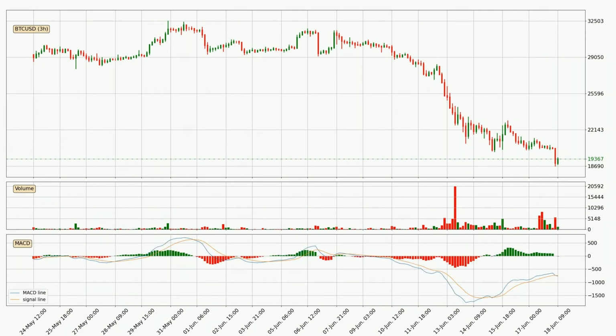Looking at the 3-hourly MACD, the MACD line is below the signal line, which shows that the current trend is on the downside. We can expect for the price to continue going down or perhaps remain at least stable because the MACD histogram shows the momentum currently being strong.